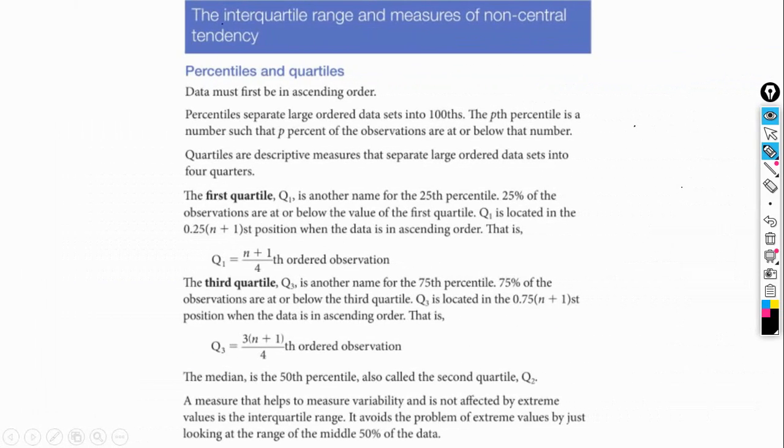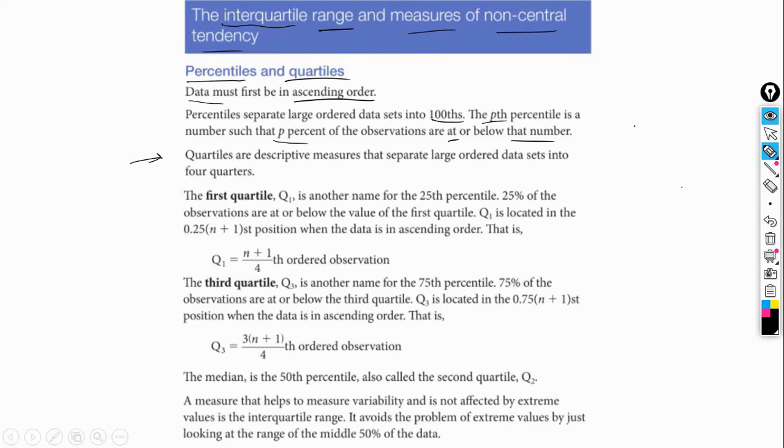So next we have the interquartile range and measures of non-central tendency. So let's talk about percentiles and quartiles. The first thing is that the data must be in ascending order. If you did this manually, you would have to put all the data in ascending order. Percentiles separate large ordered data into sets of hundredths. So the pth percentile is a number such that p% of the observations are at or below that number.